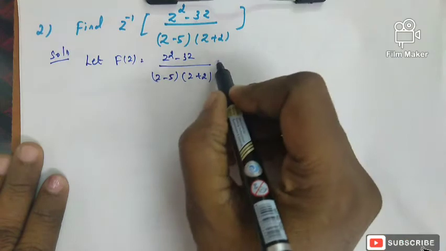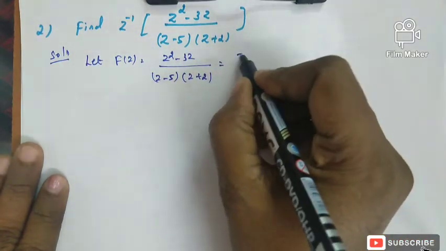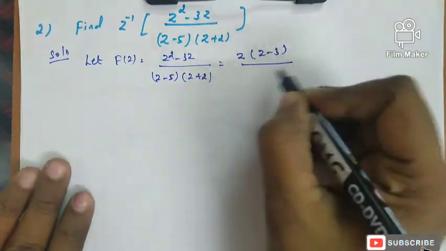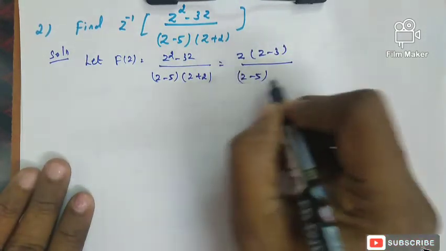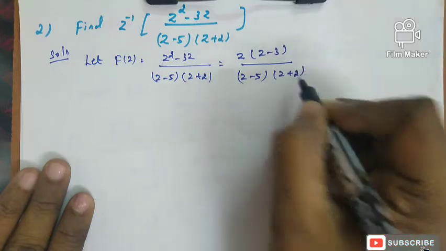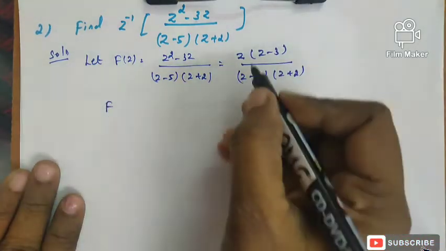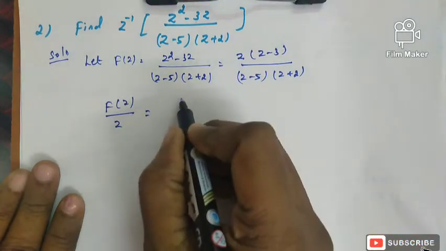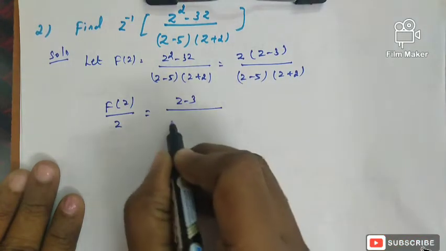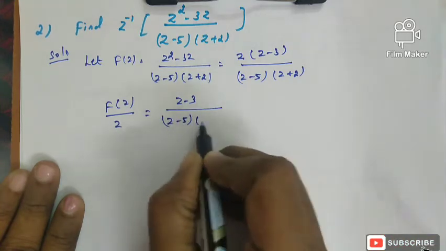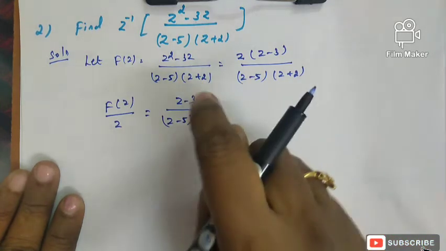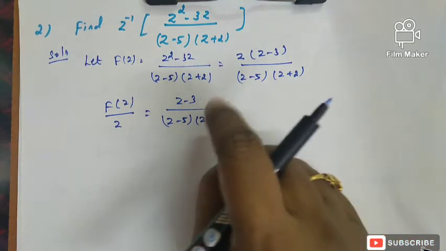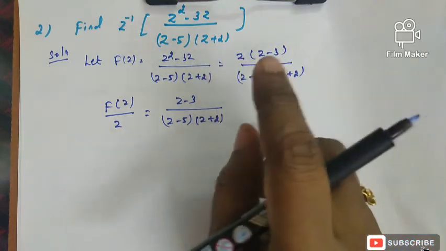So now what I am going to do is, in the numerator, if I take z out, what will happen? z minus 3, divided by (z minus 5) into (z plus 2). And this can be written by bringing the z into the denominator of the left hand side. So f of z by z equals (z minus 3) by (z minus 5) into (z plus 2). Now the numerator degree is less than the degree of the denominator, so easily we can apply the partial fraction method.